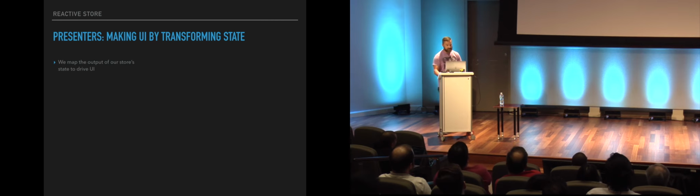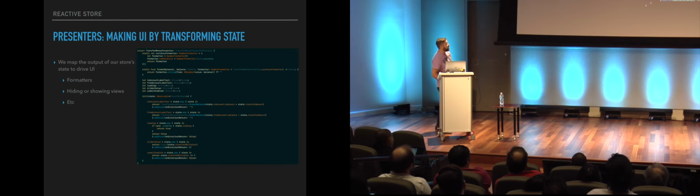And then presenters, how do we make UI? We do that by transforming the state. We map the output of our store to drive our UI. So you could think this is where your formatters would live, whether you hide views or show views, et cetera, because I couldn't come up with any more ideas to put on the slide, so I just threw et cetera on there.